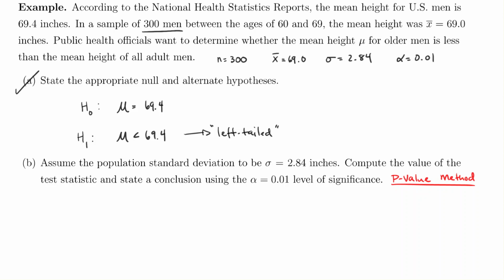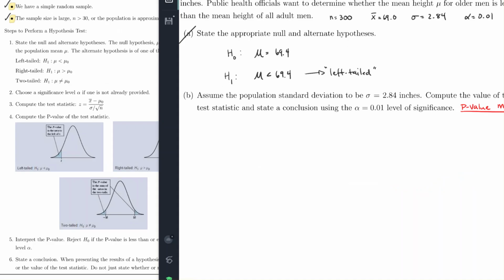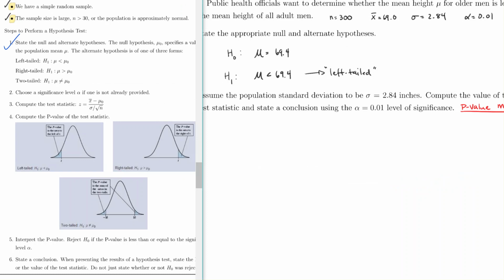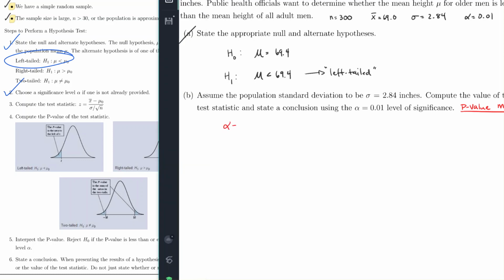Now let's get our steps on the screen for this particular hypothesis test using the p-value. So looking at our steps, we've already got step 1 done. We've got our null and alternate hypothesis. We see that we are left-tailed. Significance level was already given for us. I'm going to record that here. Alpha was 0.01.